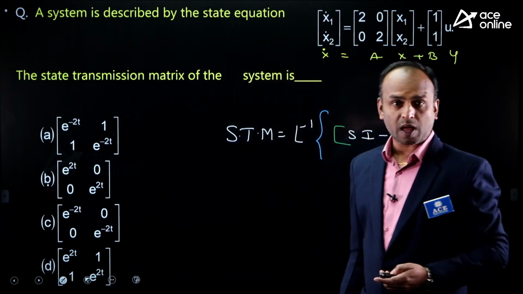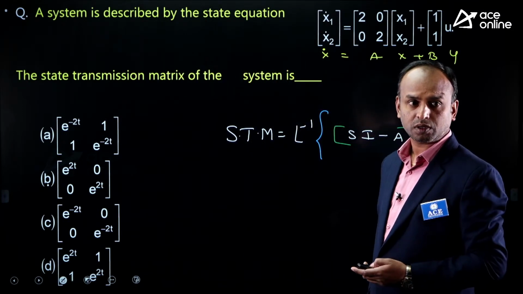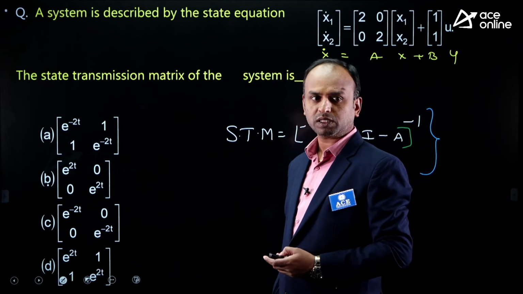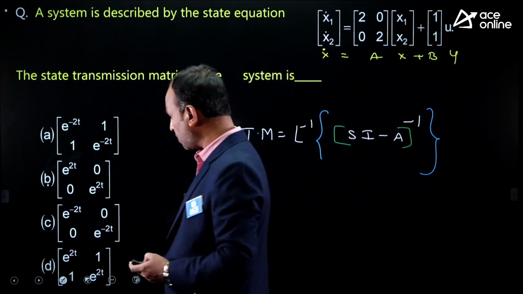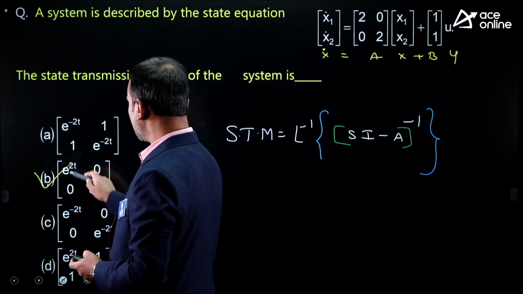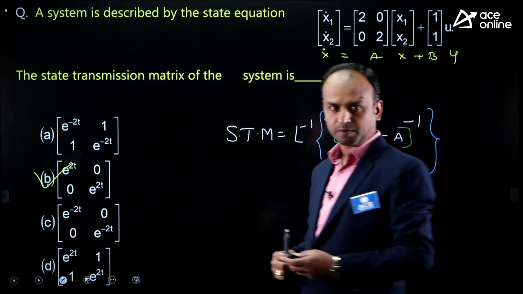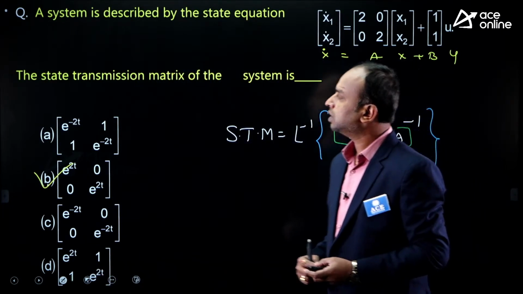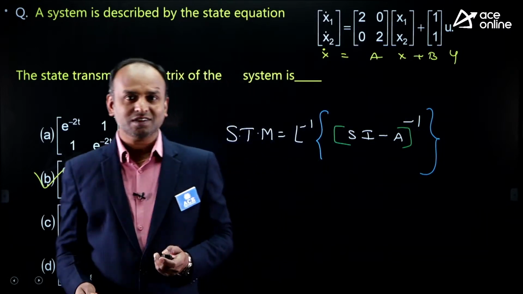So what is the best suitable option here? Come on, hello. The best suitable option is e power plus 2t, e power plus 2t. Option B is the perfect answer, dear. Option B is the perfect answer. So that is the state transition matrix, okay, fine.